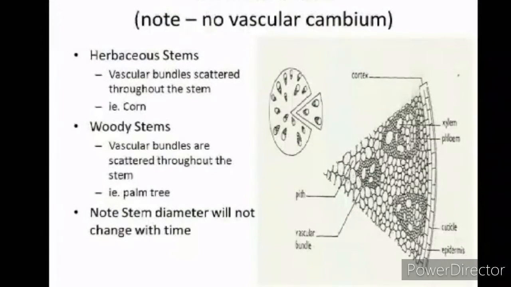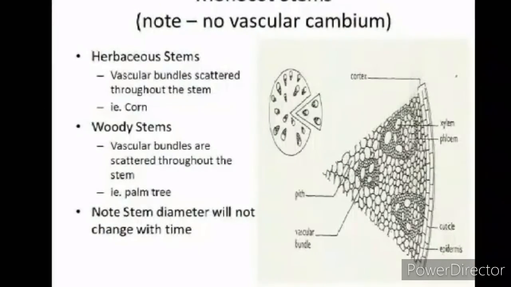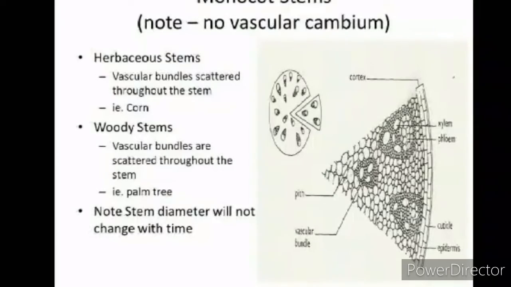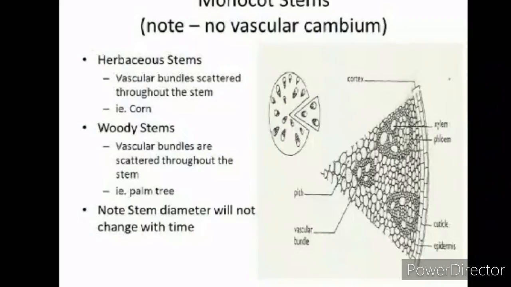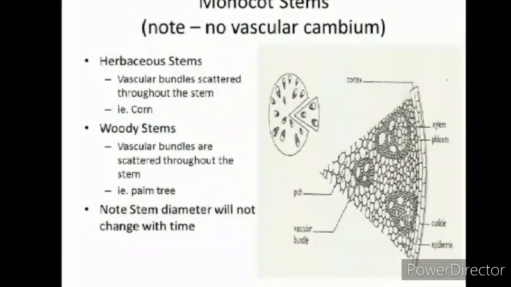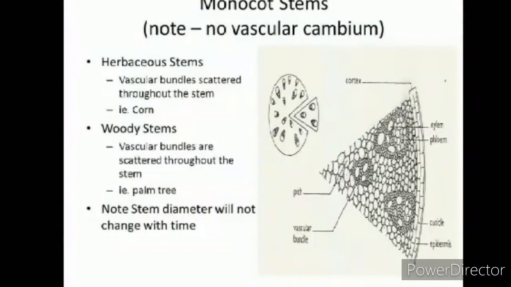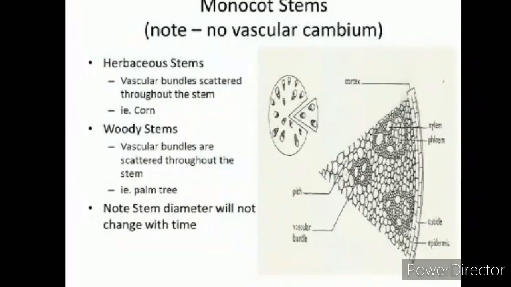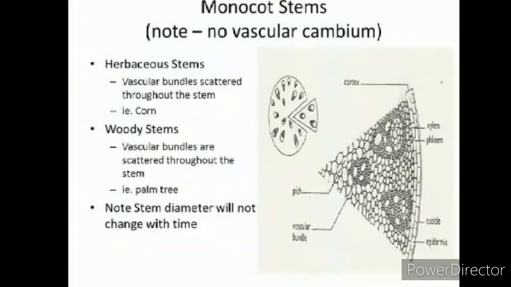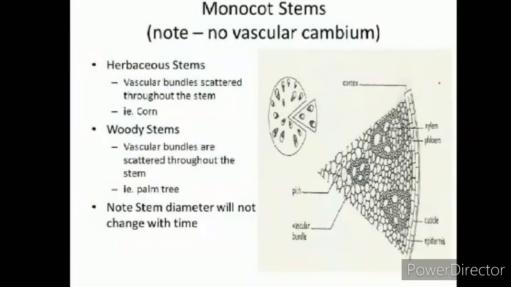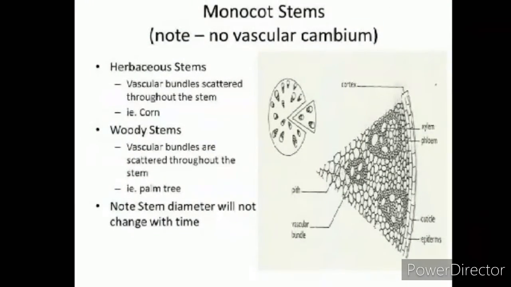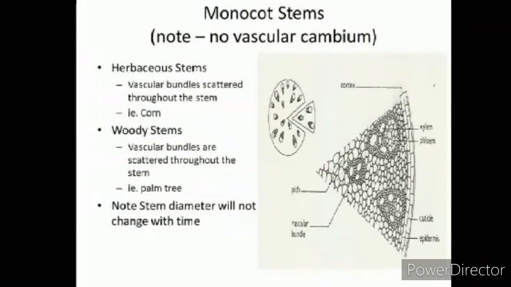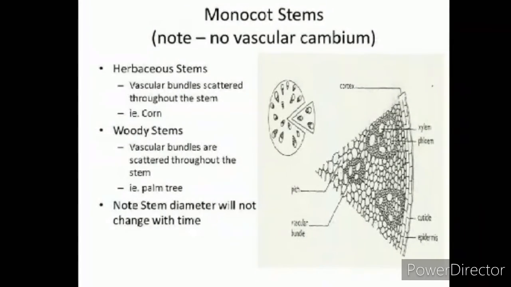Let's talk about monocot stems, which have no vascular cambium. First is herbaceous stems. Vascular bundles are scattered throughout the stem. An example is corn. Second is woody stems. Vascular bundles are also scattered throughout the stem. An example is the palm tree. Note, stem diameter will not change with time.